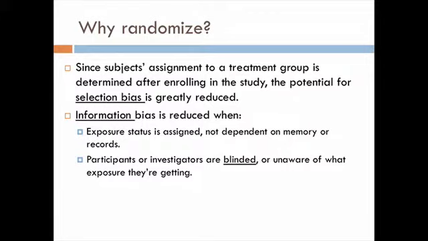The other piece is that information bias is reduced when exposure status is assigned. So we're not dependent on anyone's memory. We're not dependent on them remembering what they ate 20 years ago or their incomplete medical records. We know what their exposure is, right? Much better than a case control study where we have to essentially guess sometimes. And then the other way information bias is reduced is when participants and/or our investigators are blinded.